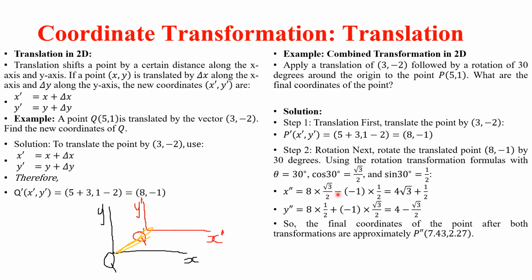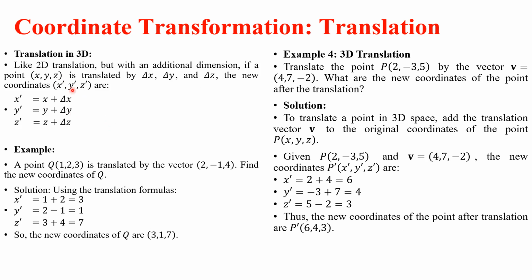Cos 30 is square root of 3 all over 2. So we just play around with this equation to arrive at the coordinates for x and y after the second transformation occurred at a point. And that gives us the new coordinates to be 7.42 and 2.27.